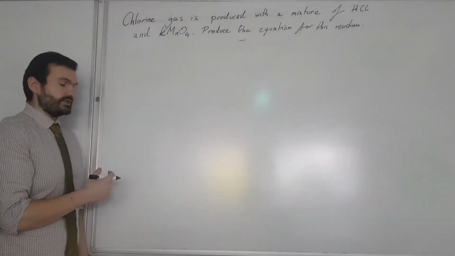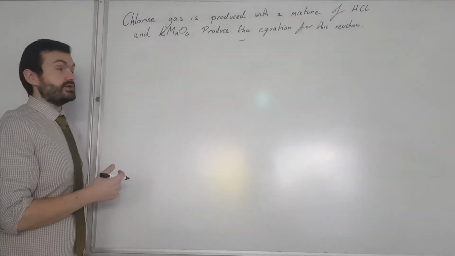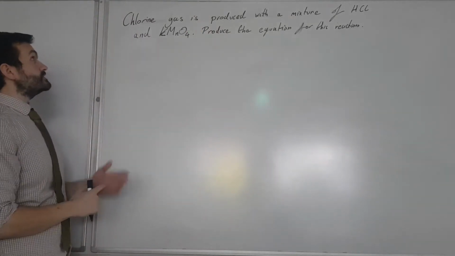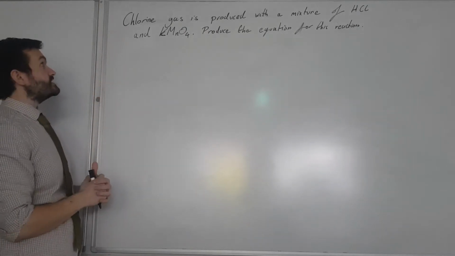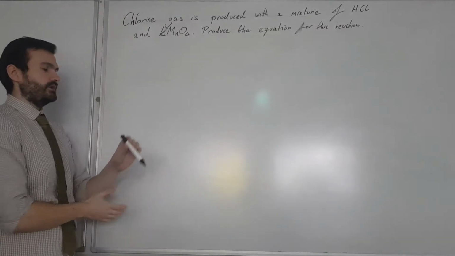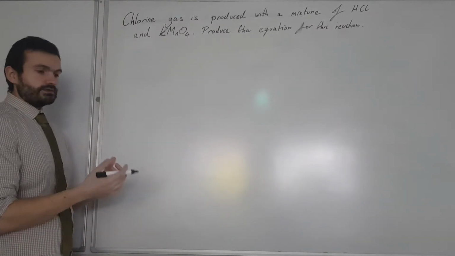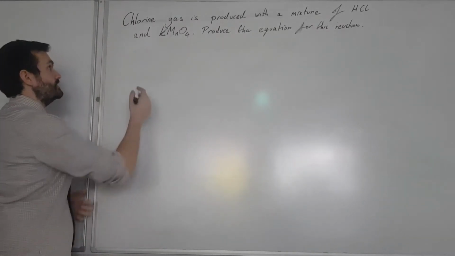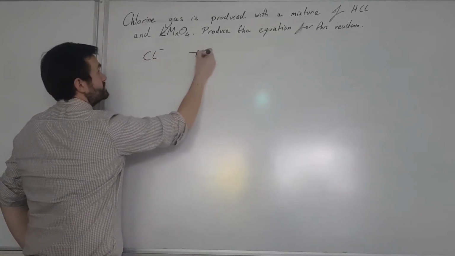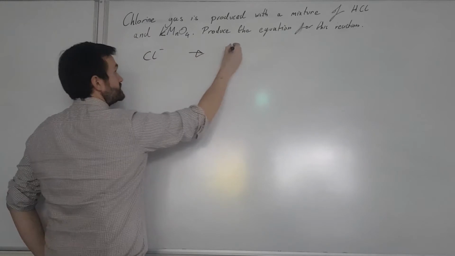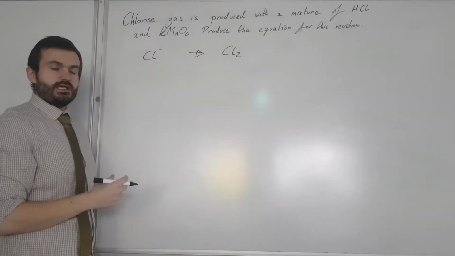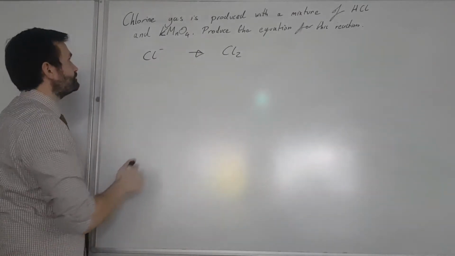So we're going to be producing a redox equation. This is a question that I've just produced. Chlorine gas is produced as a mixture of HCl and KMnO4, and we need to produce the equation. So we need to find out what's going to change. We have Cl⁻, that is going to turn into chlorine gas, which is Cl2. At the moment, I'm not interested in balancing the equation.